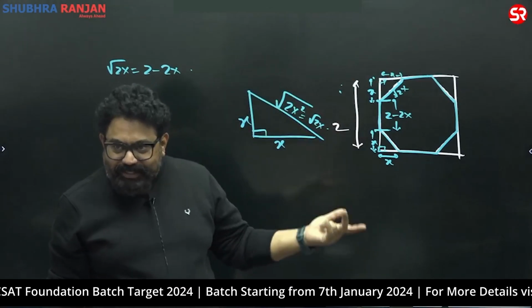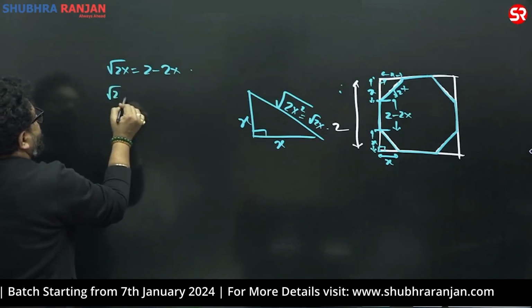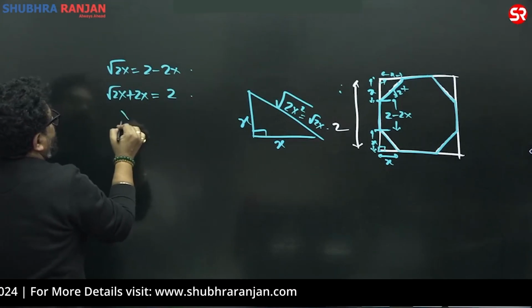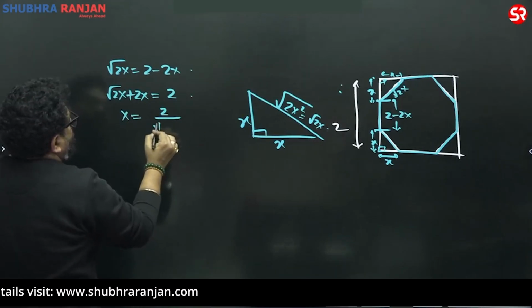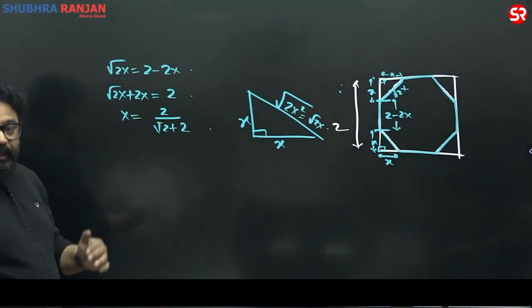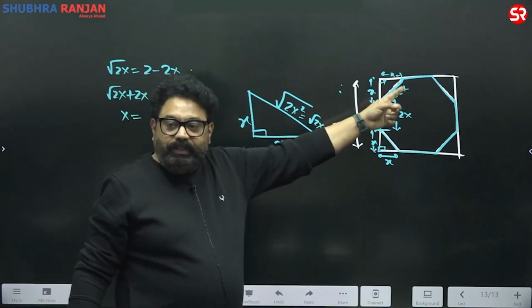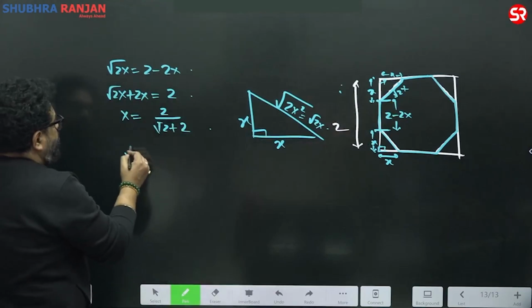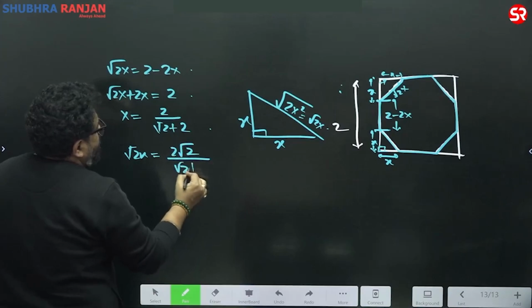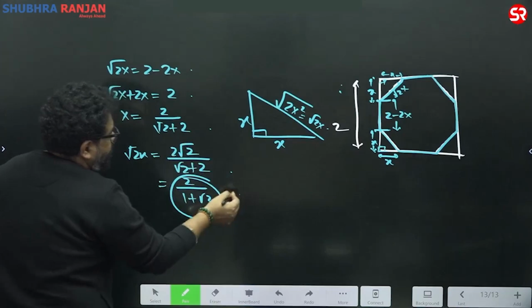Regular octagon means all sides are equal, right? So find x. So this is going to be root 2x plus 2x is equal to 2. So your x comes out to be 2 upon root 2 plus 2. But again the question is, what is the dimension of the side of the octagon? Dimension of the side of the octagon is root of 2 times x. So root of 2 times x would be 2 root 2 upon root 2 plus 2, which is 2 upon 1 plus root 2. ये लीजिए आंसर.